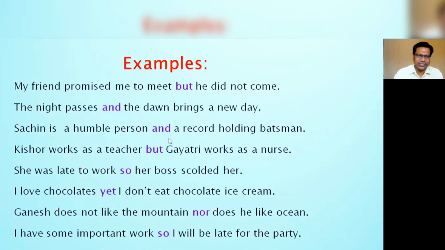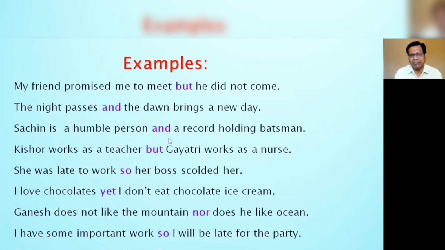See the third sentence. I'm talking about Sachin Tendulkar. Sachin is a humble person and a record-holding batsman. How is Sachin? As far as his disposition, temperament and behavior are concerned, Sachin is a very humble person. That is the first independent clause. And another is, he is a record-holding batsman. These two important features of Sachin are brought together with the help of a coordinating conjunction and.